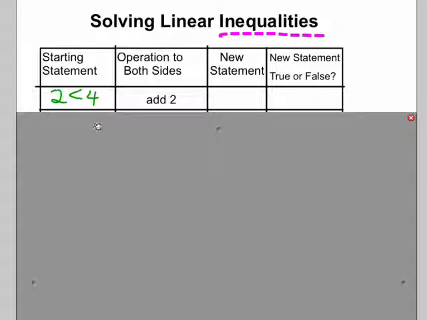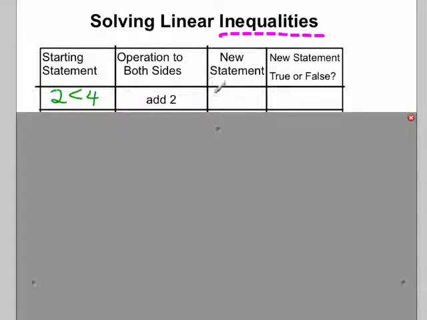So what I'm going to do here is go through a number of scenarios. I have a starting statement here: 2 is less than 4, which we know is true. I'm going to do different things to both sides, and then look to see if the new statement is still true. So let's take our 2 less than 4, and let's begin by adding 2 to both sides of this.